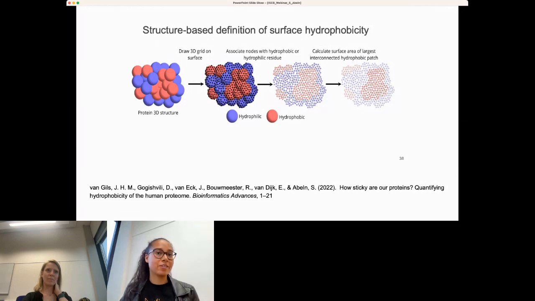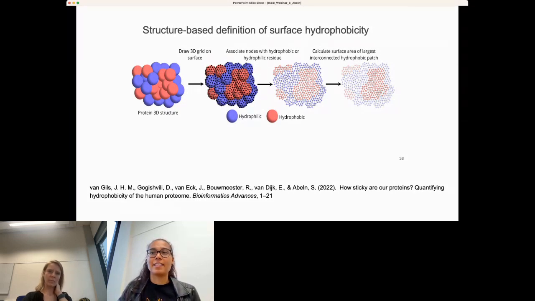Then, for each dot, we decide: if it's closest to a hydrophobic residue, it gets a hydrophobic label. If it's closest to a hydrophilic residue, it gets a hydrophilic label. Then we can find all the largest interconnected regions that are hydrophobic, and those are the hydrophobic patches. We use those to calculate the surface hydrophobicity.